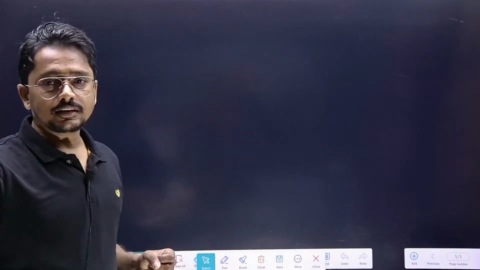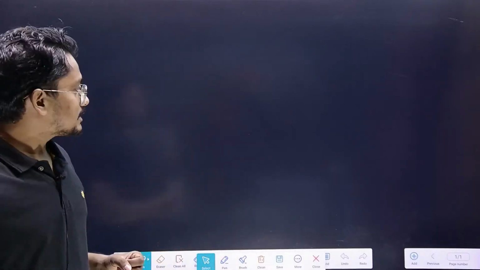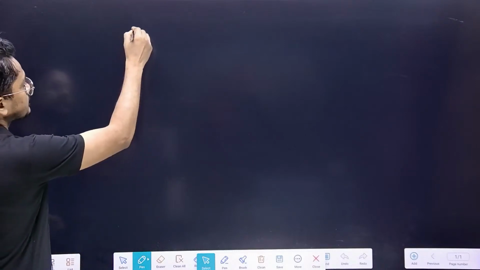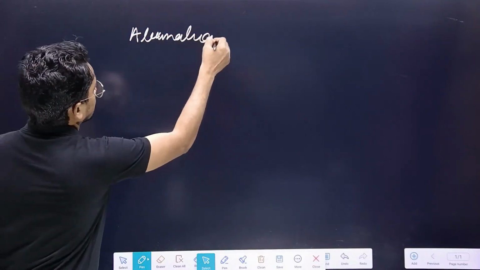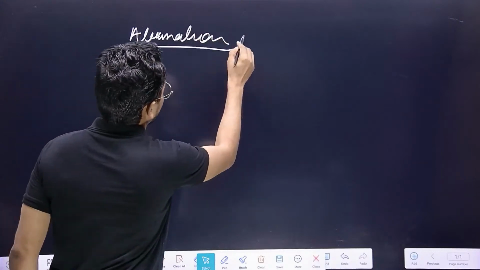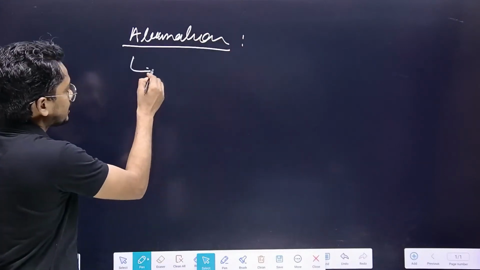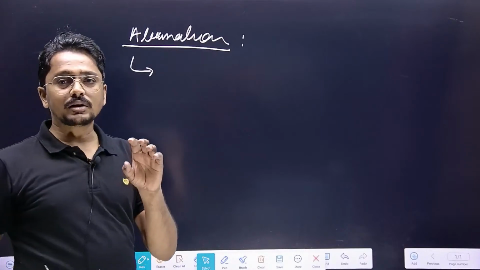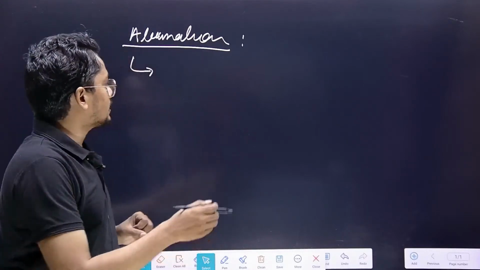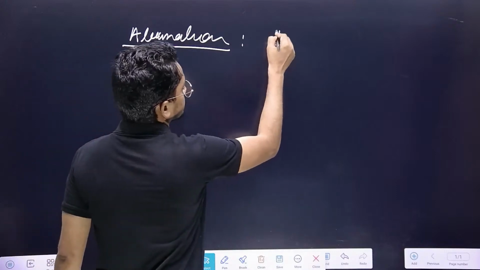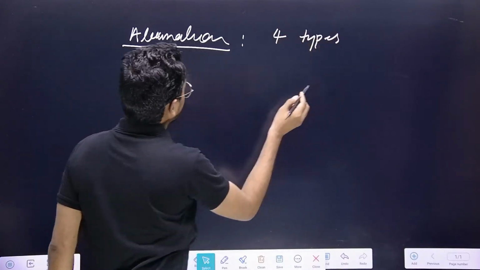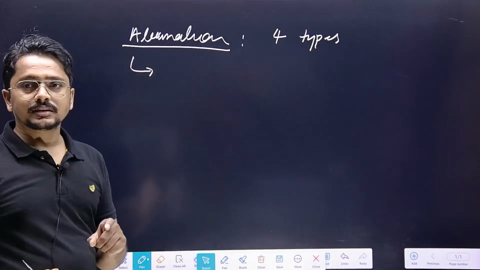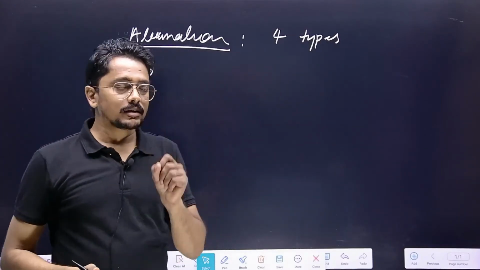So Marx identified 4 types of alienation. First we need to understand what alienation is. What is alienation? So Marx identifies what type of alienation. There are 4 types of alienation. The first one is alienation from the product.